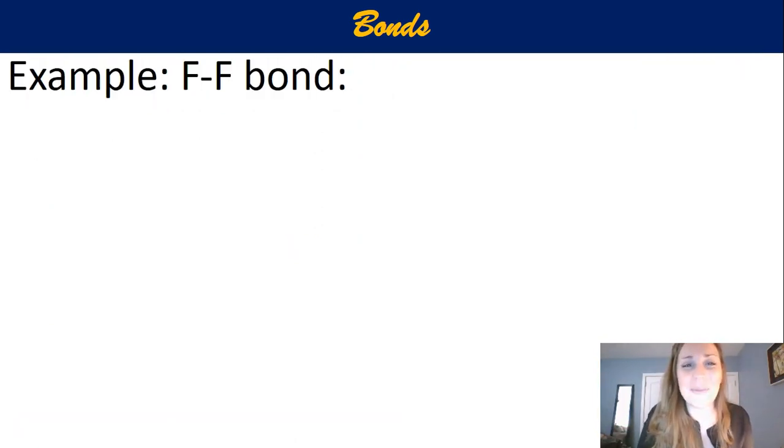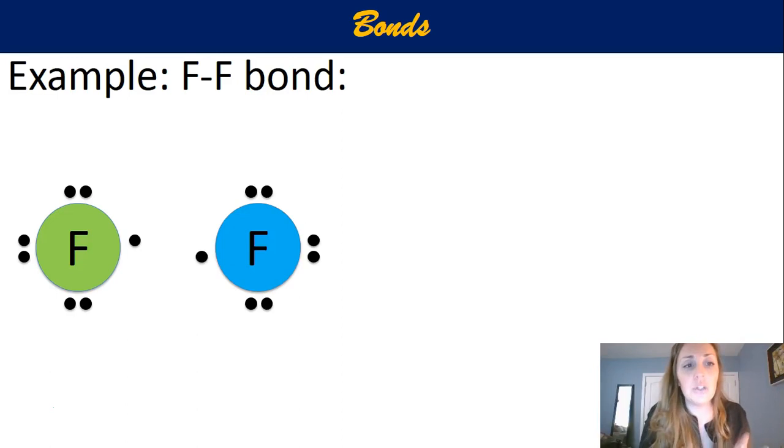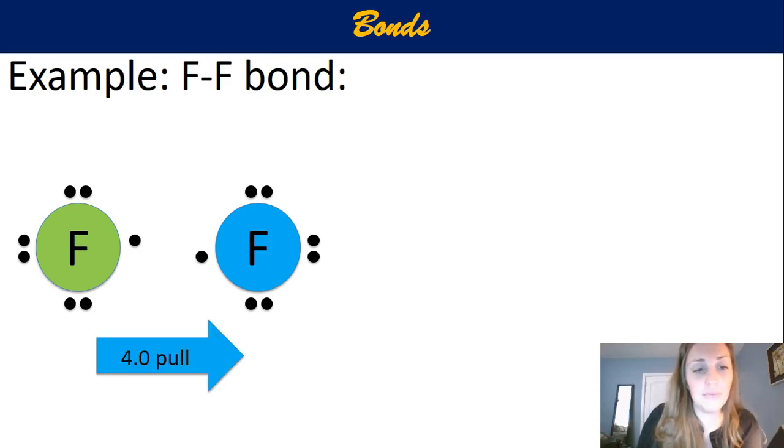So let's go over an example. First, let's talk about if you have two fluorine atoms. Remember, fluorine is that bully of the periodic table. Here are both of them, and I did color them differently just so we can identify a few things, but they are the same element. So they have the same atomic number and properties. Each fluorine has a pull of 4.0. Those are the bullies of the periodic table.